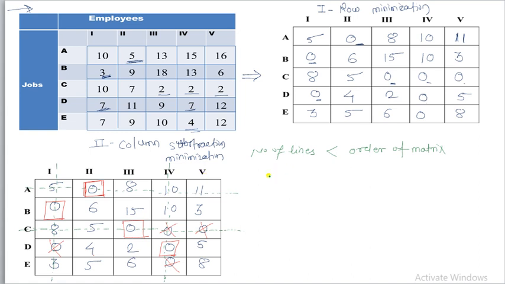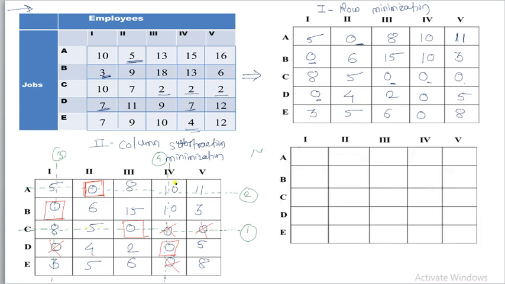So how many lines have we drawn? Let's calculate. This is the first line, this is the second line, this is the third line, and this is the fourth line. That means we have drawn only 4 lines, which is less than the order of the matrix. The order of the matrix is 5. Now let's see how to figure out the next step.